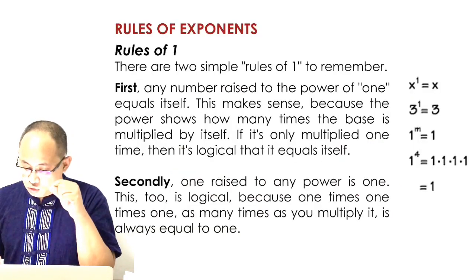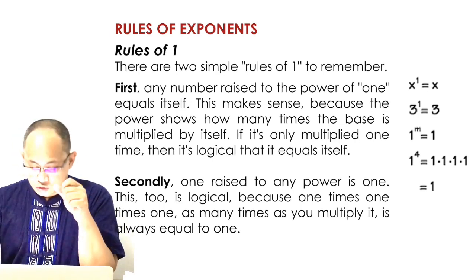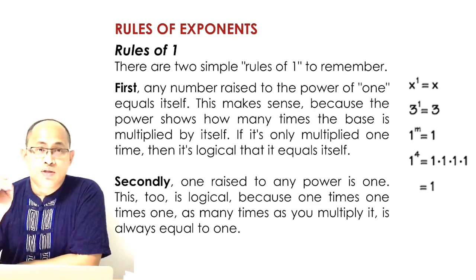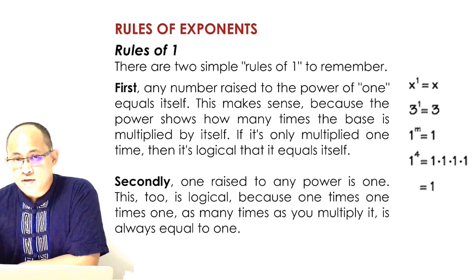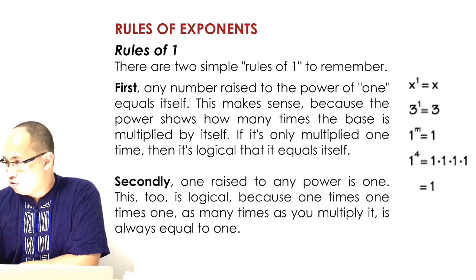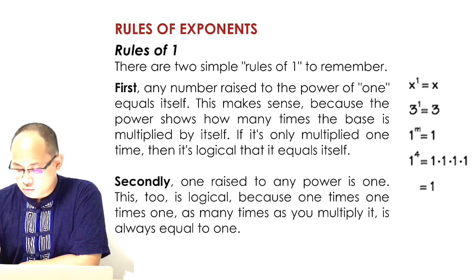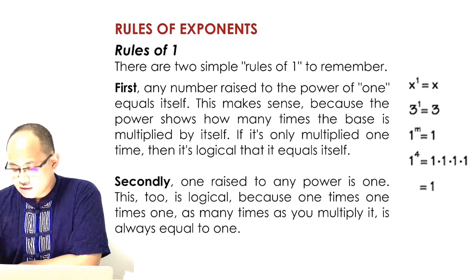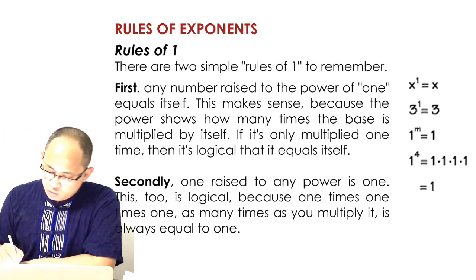Now, we have certain rules when we try to solve using rules of exponents. The first one is the rule of 1. It means any number that you multiply by 1 gives you the same number. It's a mirror. When you consider 1 as a mirror, when you look at it, all you can see is yourself. So therefore, any number that is raised to the power of 1 gives you the same number.